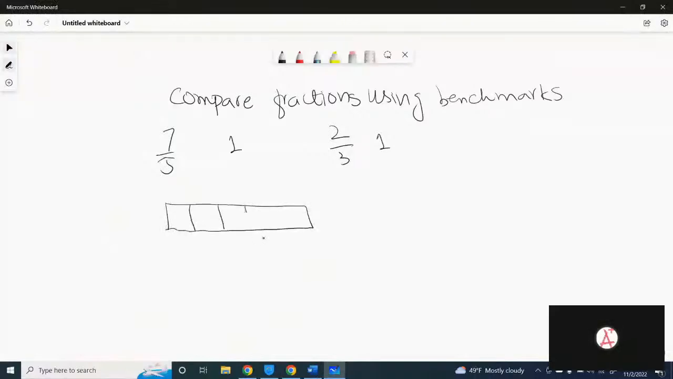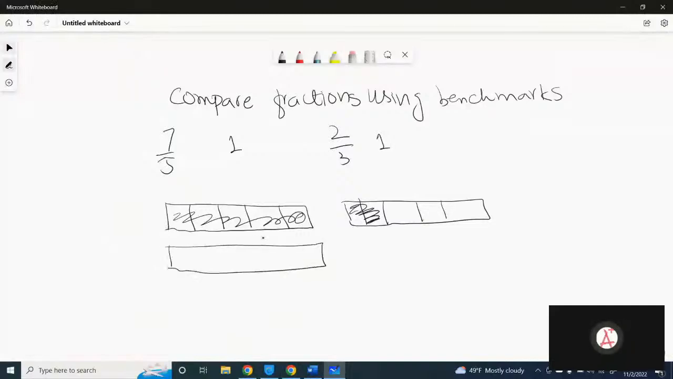Okay, 7 over 5. 1, 2, 3, 4, 5. 1, 2, 3, 4, 5. Okay, 7 out of 5. So all the 5s are colored and the 2 are colored. Got it? So it would be 7 over 5. And for the 1, it is 1. So which one is greater? 1 is greater or 7 over 5 is greater? Obviously 7 over 5 is greater. Here you have the extra portion than 1. So 7 over 5 is greater than 1.